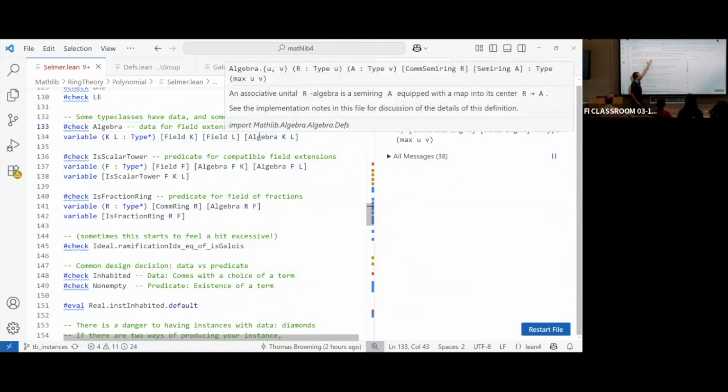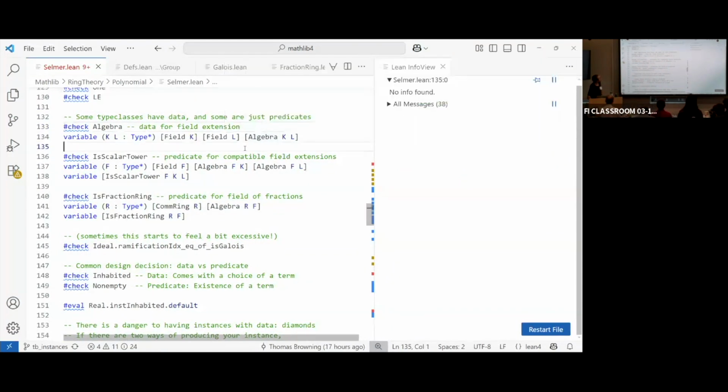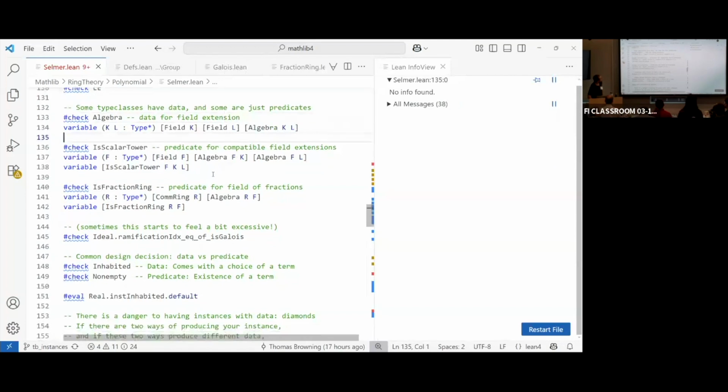That's how you say that L over K is an extension of fields. One thing that came up as a problem very quickly in Mathlib is how do you talk about a 3-level extension of fields? How do you say L over K over F is an extension of fields? You can say L over K is an extension of fields, K over F is an extension of fields. But then how do you go from F to L? You have to go kind of 2 steps.